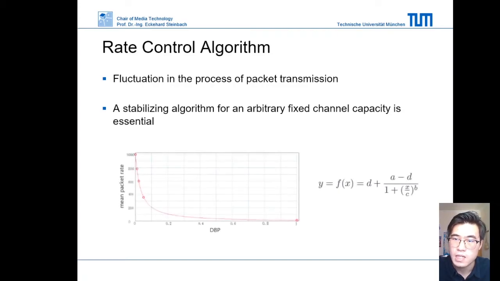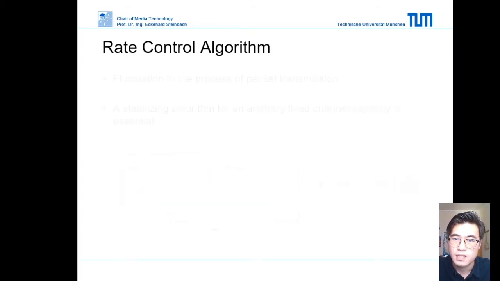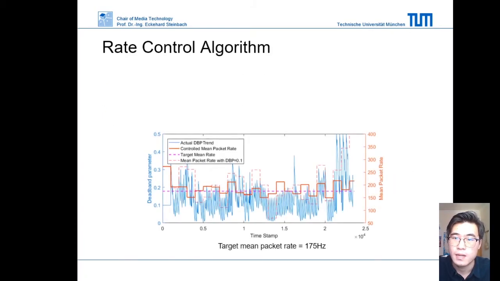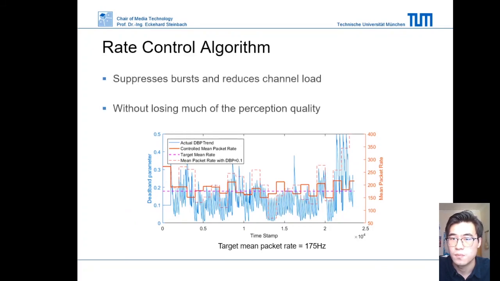The correlation between the deadband parameter and the mean packet rate could be described using a 4-parameter logistic curve and logistic regression, which enable us to fit the stats in a real-time scenario even with very few samples. In this experiment, the target mean packet rate is set to 175 packets per second. Compared with the original deadband approach without packet rate control, the proposed scheme constantly adjusts the deadband parameter to maintain a relatively smooth packet rate.